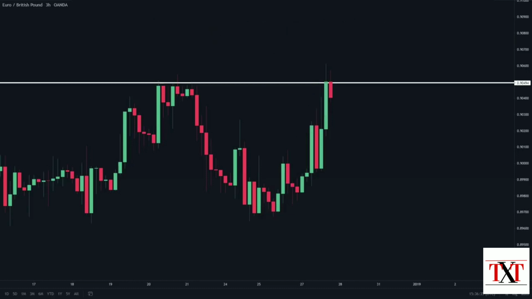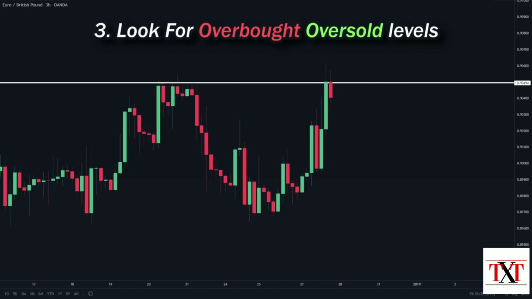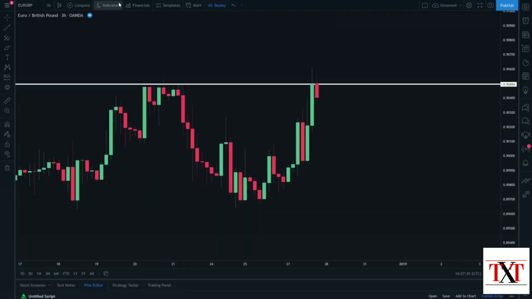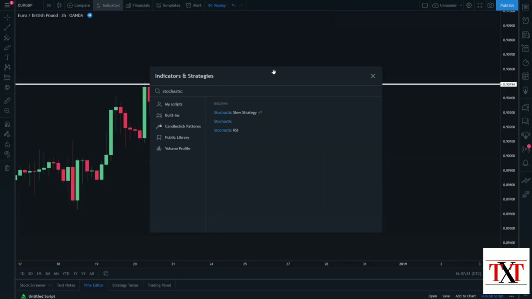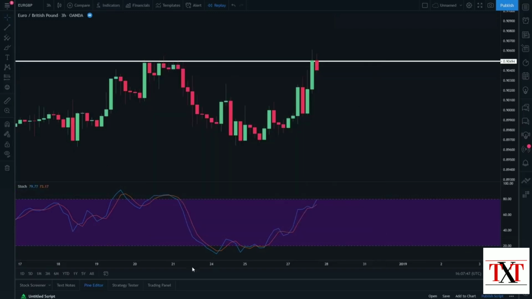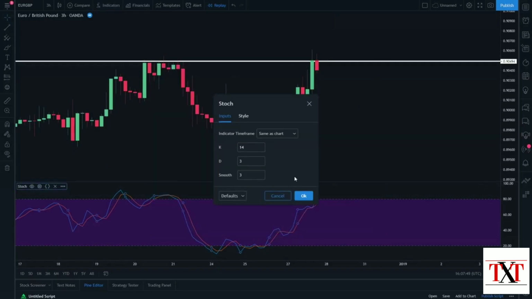But remember, you cannot just assume that a reversal will happen just because the price hits a key level, because price can always break right through. So we need to have extra confirmation to make sure that the price will actually reject this key level. And we can do that by looking for overbought and oversold levels with the help of the stochastic indicator. So first, go to the indicator section, type in stochastics, and apply it onto your chart. For the settings, I like to leave it as it is and just use the default settings.